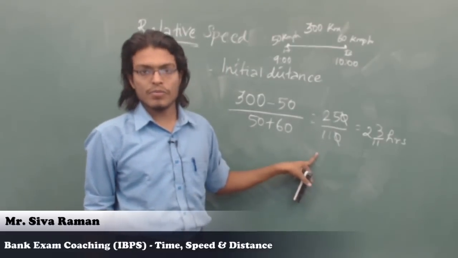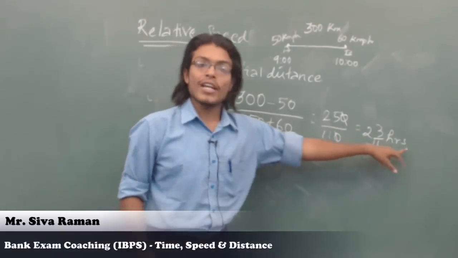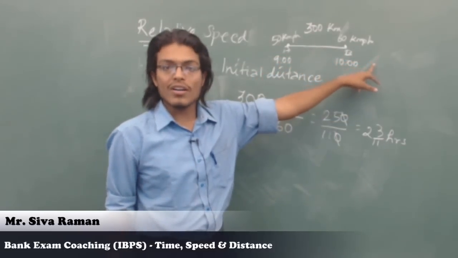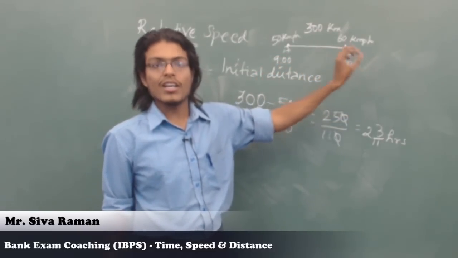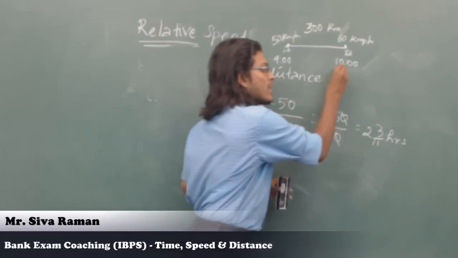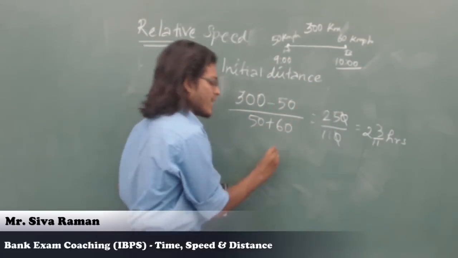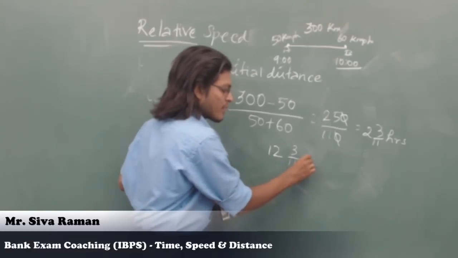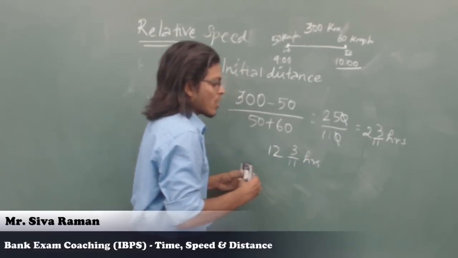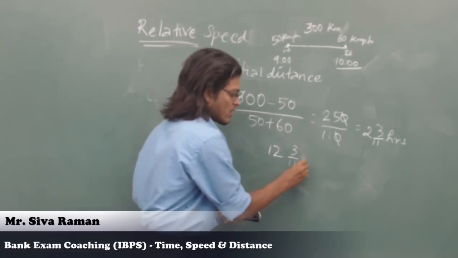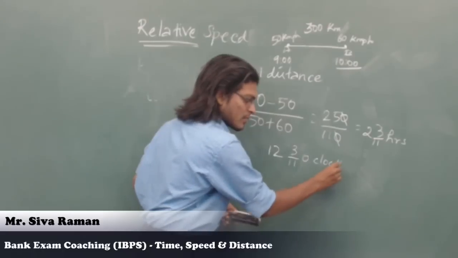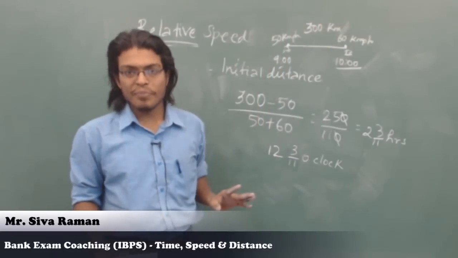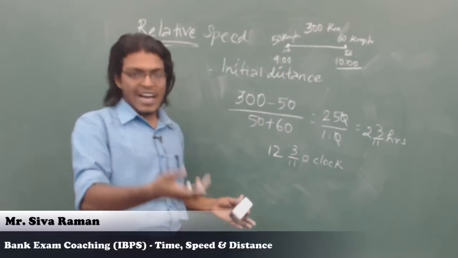11 hours. So after 3 by 11 hours, again, is it from 9 o'clock or 10 o'clock? We have that question. It is only from 10 o'clock. So roughly it will be 12 3 by 11 o'clock. It is not hours, it is 11 o'clock. At this time, they both will meet somewhere in between. Right, okay.